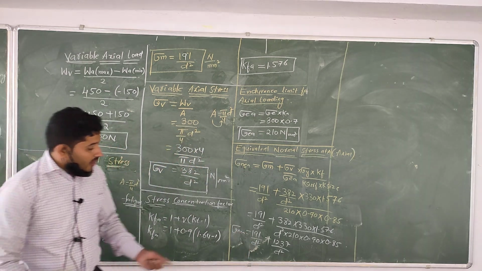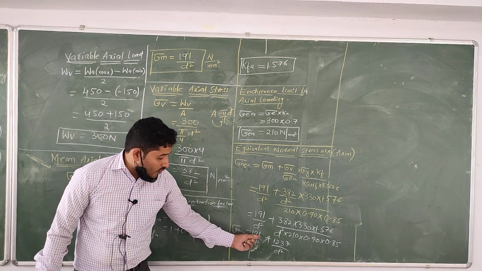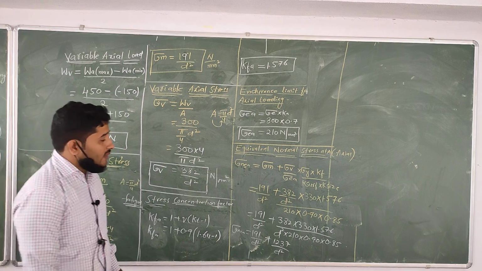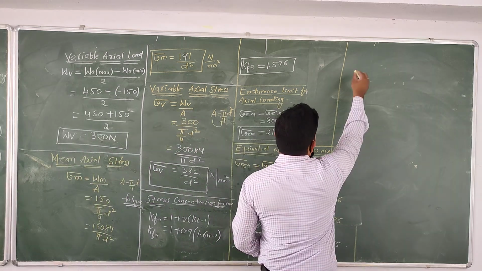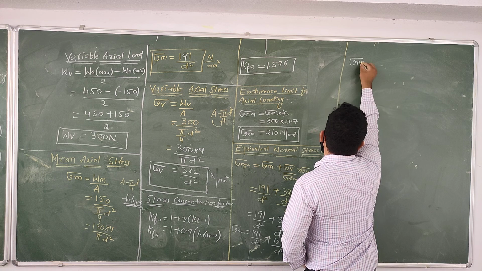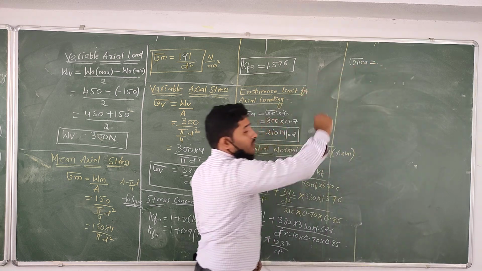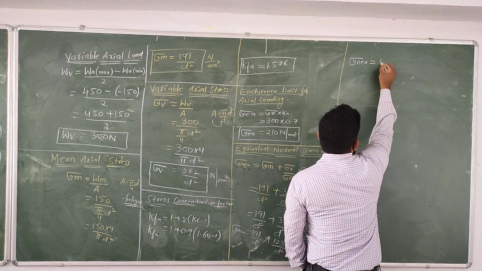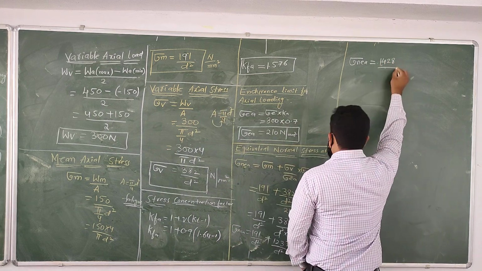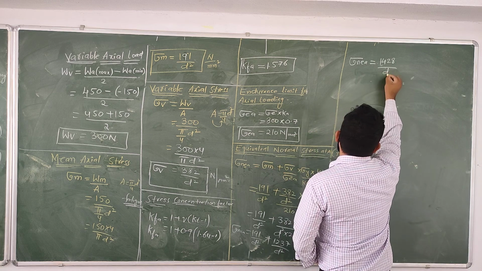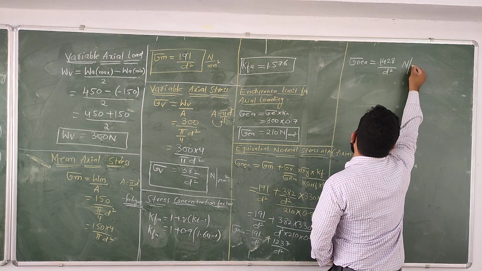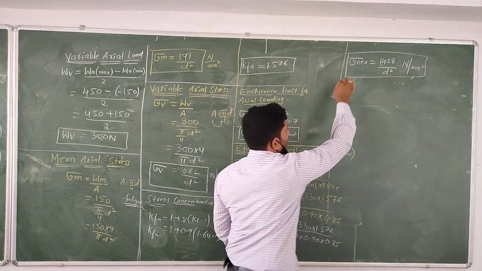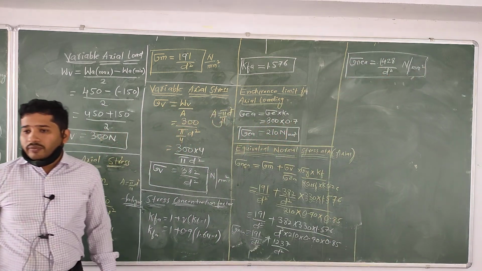Then after that we need to add the value of 191 plus 1237. If you add the value, then you will get sigma NEA equal to how much dear? 1428. Is it right? 1428 by d square. What will be the unit? The unit should be Newton per millimeter square. That is the value of sigma NEA. Any confusion up to here?